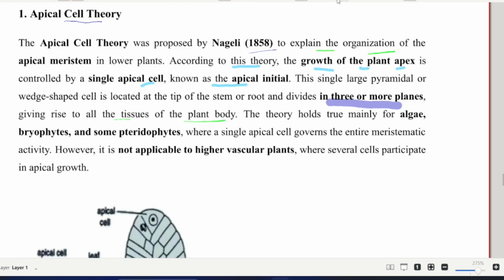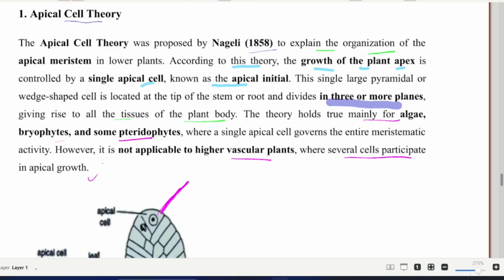The theory holds true mainly for algae, bryophytes, and some pteridophytes, where a single apical cell governs the entire meristematic activity. However, it is not applicable to the higher vascular plants, where several cells participate in the apical growth.